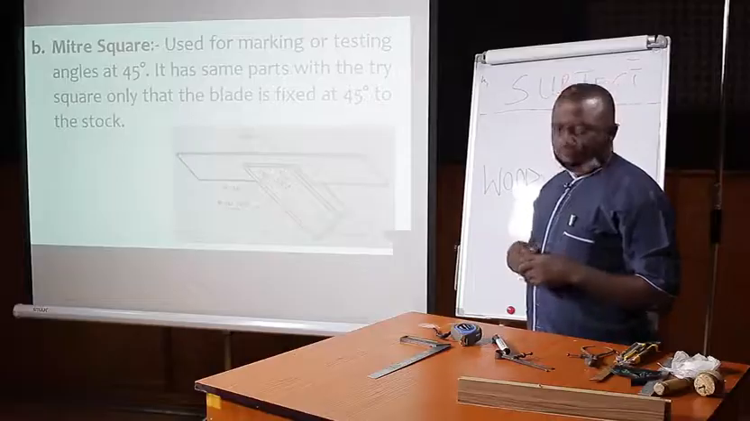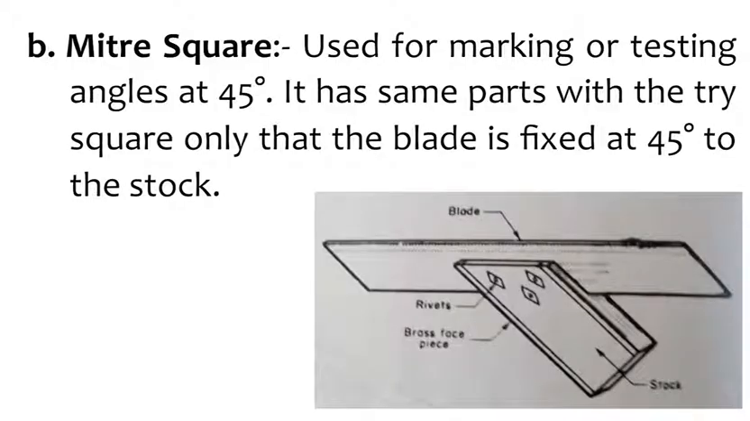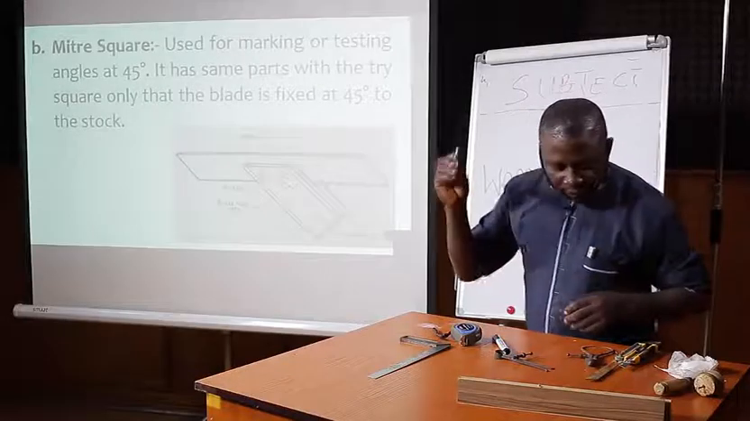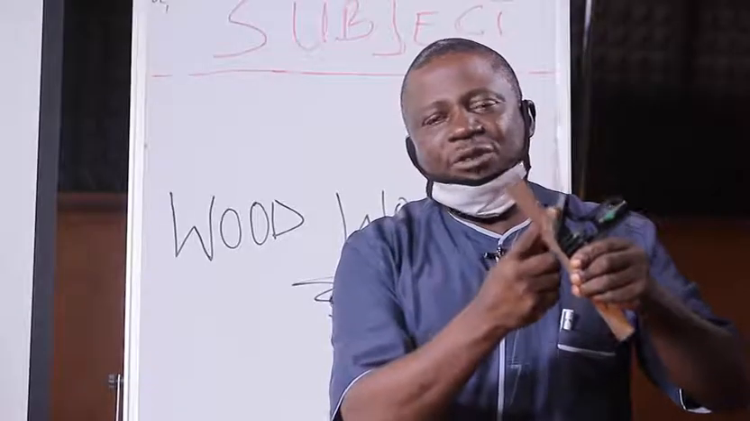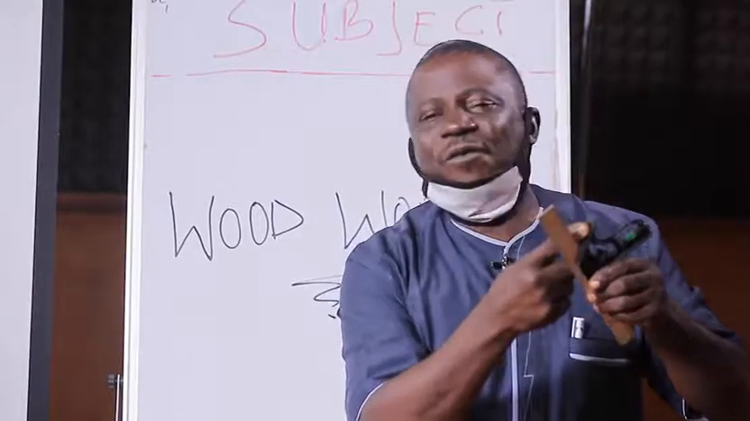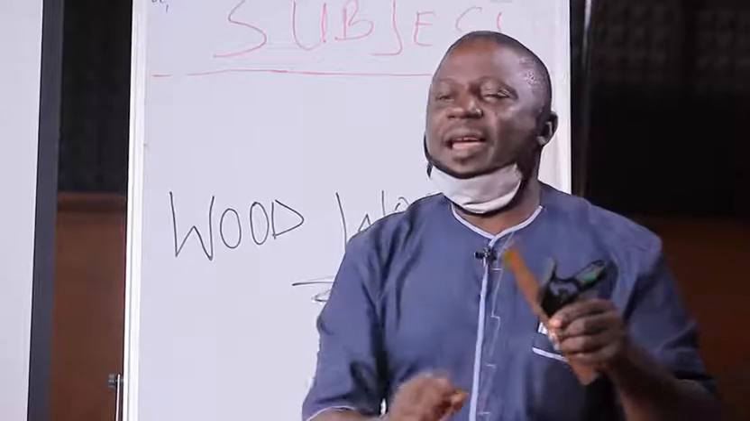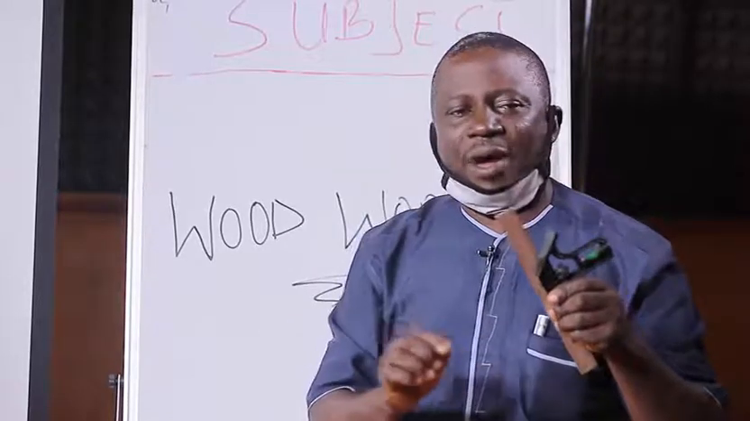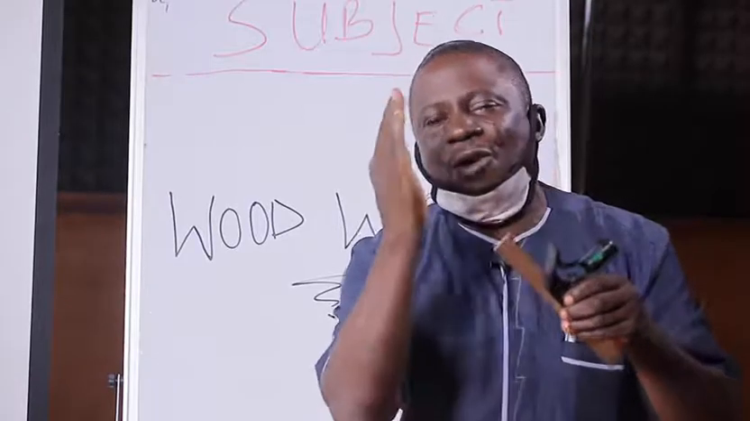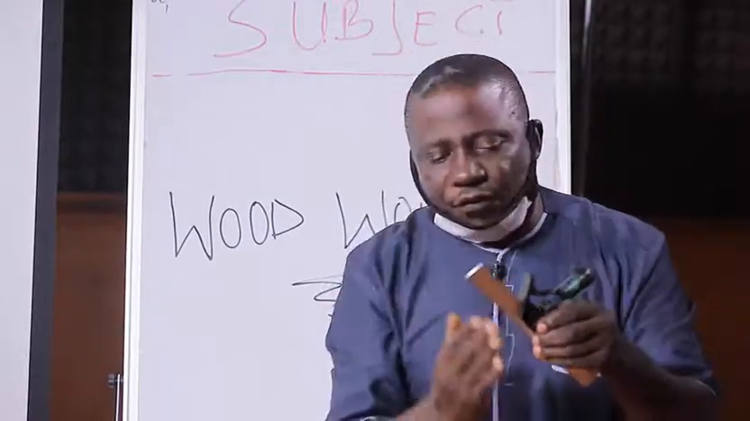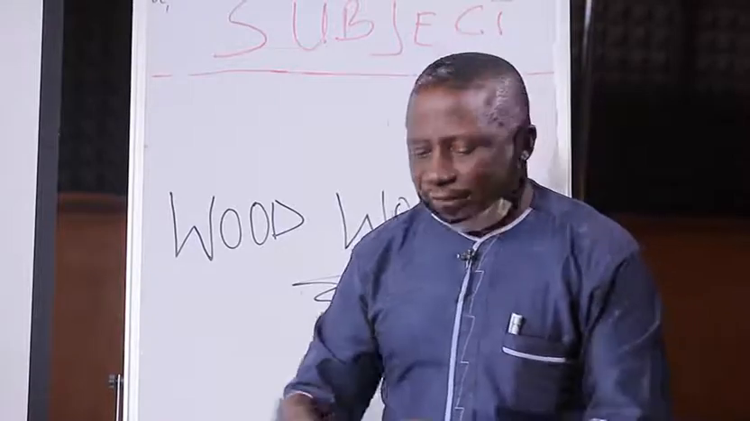The next is the mitre square. The mitre square is this. I want to use this one to illustrate the two, please. The mitre square is graduated at an angle of 45. It is an instrument just like the tri-square, but the blade is fixed to the stock at an angle of 45 degrees. So it is used for marking lines at 45 degrees.